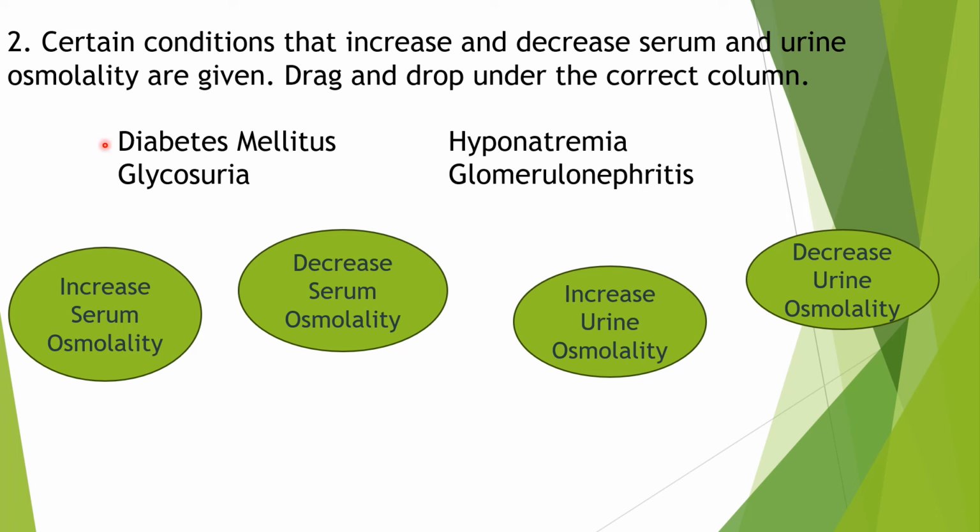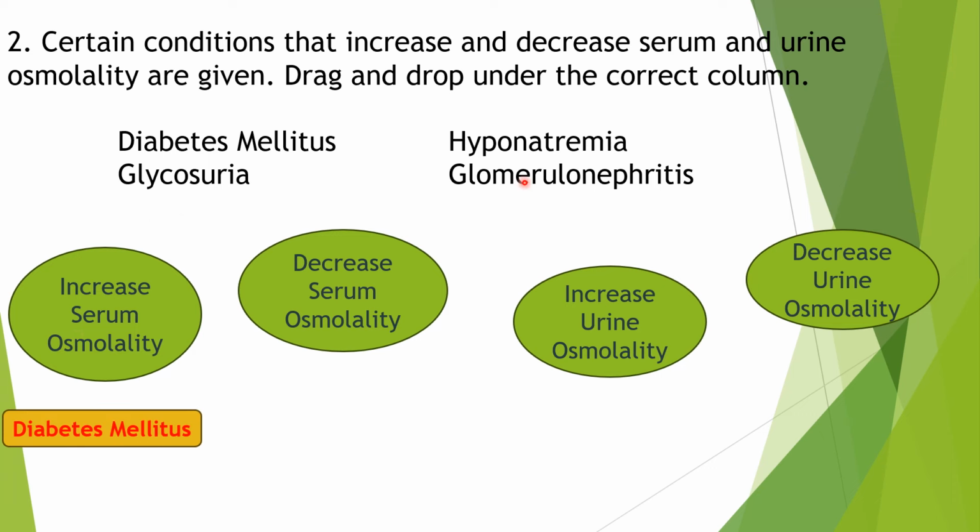Diabetes mellitus, you know that it is a condition in which there is hyperglycemia. That means the level of glucose in the blood is more. That is, blood means it is related to serum. And also osmolality means the number of solutes in the blood or urine is more. That is known as osmolality, the number of solute. So increase in serum osmolality happens with hyperglycemia, that is diabetes mellitus.